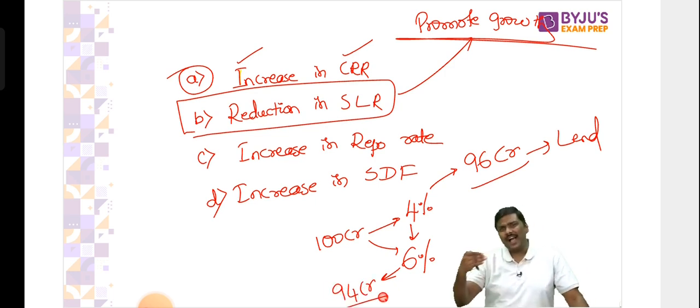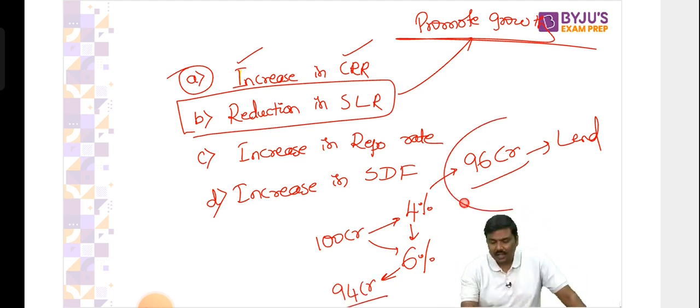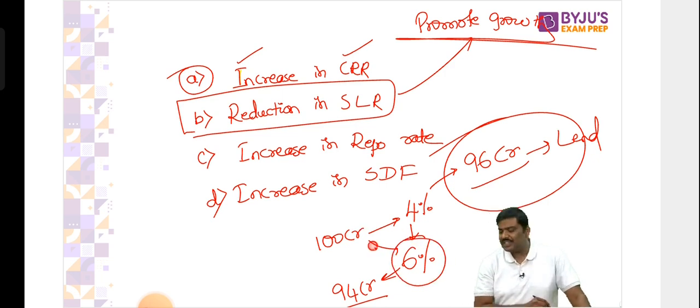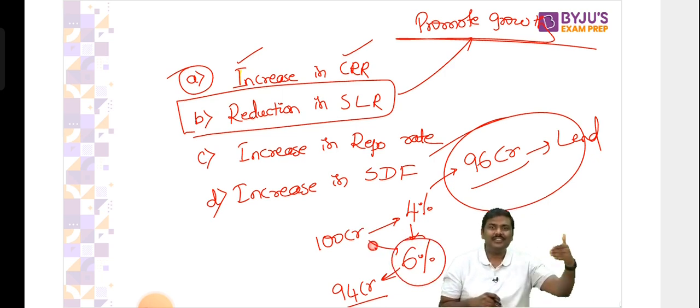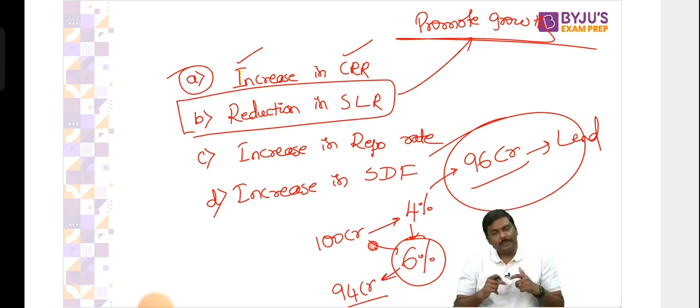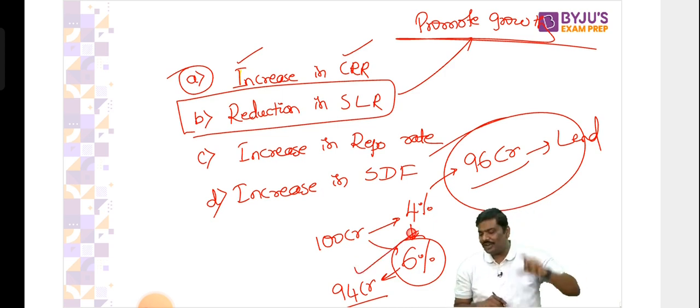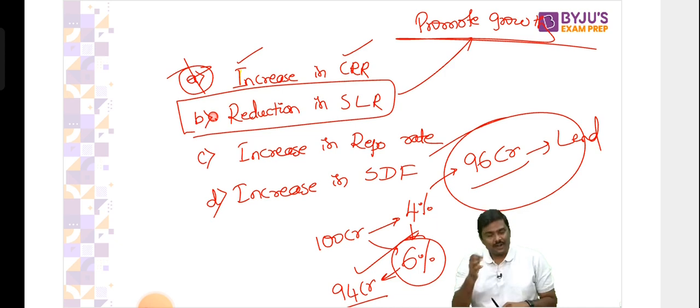Where do you think loans will be higher? Where do you think the interest rate would be lesser? Obviously at 4%. But if RBI increases to 6%, what will happen to the rate of interest? The rate of interest increases. Money supply decreases. Will it promote growth or control inflation? This is done in order to control inflation. Right? A is wrong.